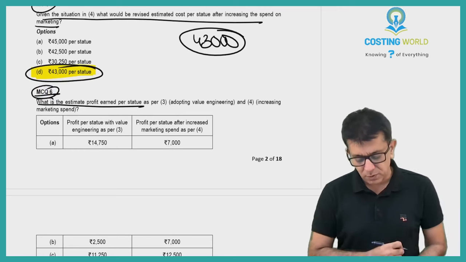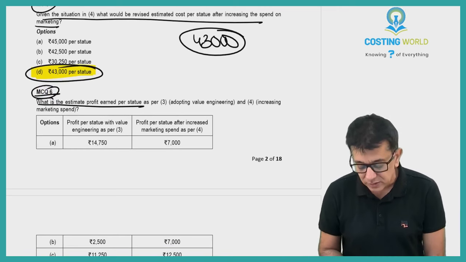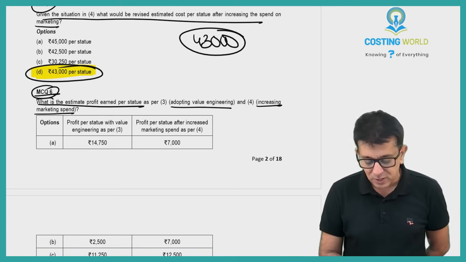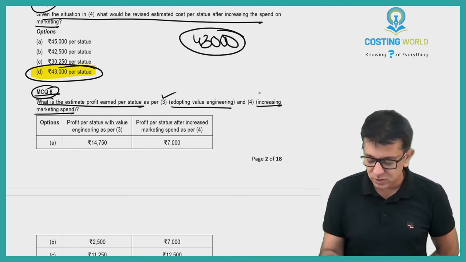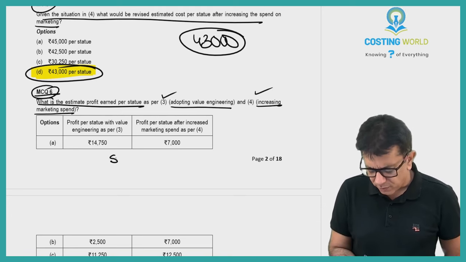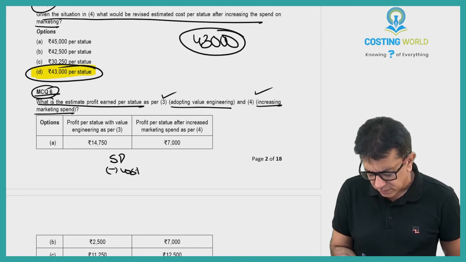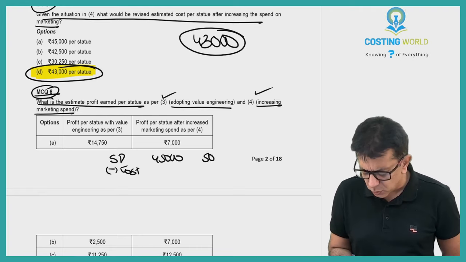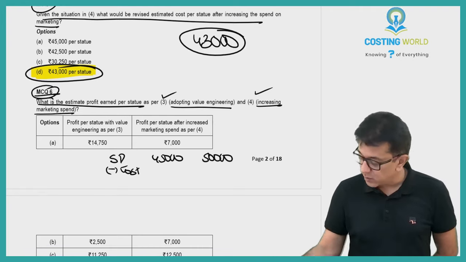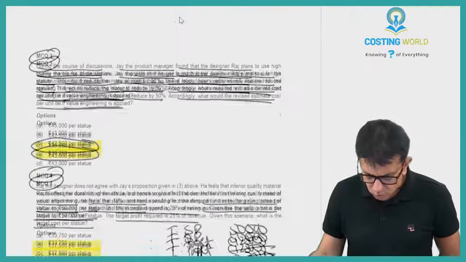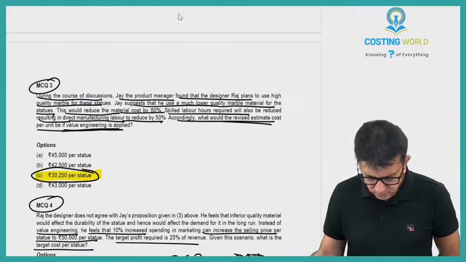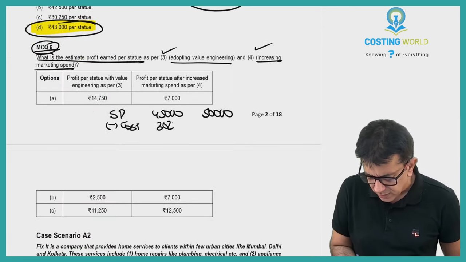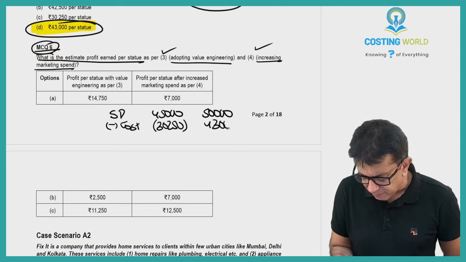What is the estimated profit per statue as per 3, adopting value engineering, and as per 4, increasing marketing spend? How do you get profit here? It is selling price minus the cost. Originally selling price was 45,000. Now they are planning to increase the selling price to 50,000. What was the cost? We calculated, no? Cost over here was 30,250. That was supposed to be the new cost. And now the new cost in the above plan was 43,000.